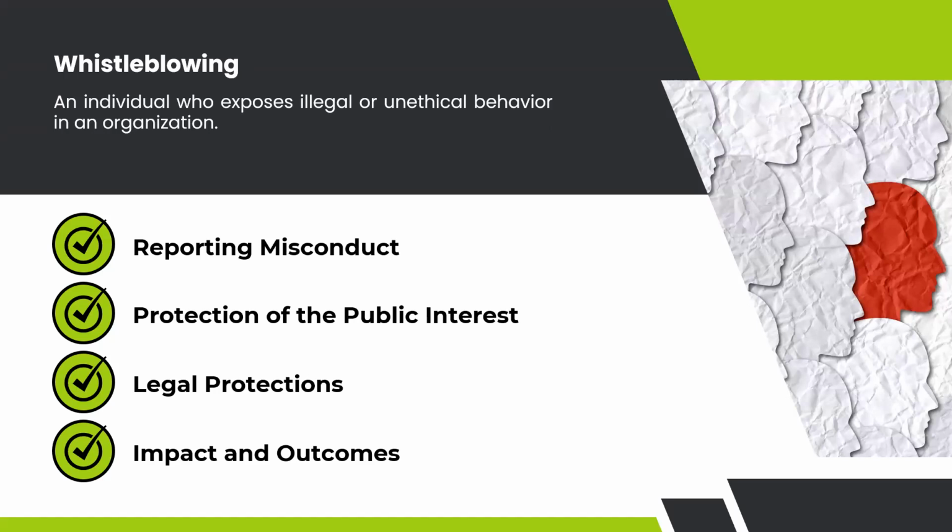What are some of the impacts and outcomes? Whistleblowing can have significant consequences for both the whistleblower and the organization involved. If the allegations are sustained, it can lead to legal investigation, fines, damage to the company's reputation, and changes in company policies and practices. However, it can also lead to positive changes such as increased transparency, accountability, and improved corporate governance.